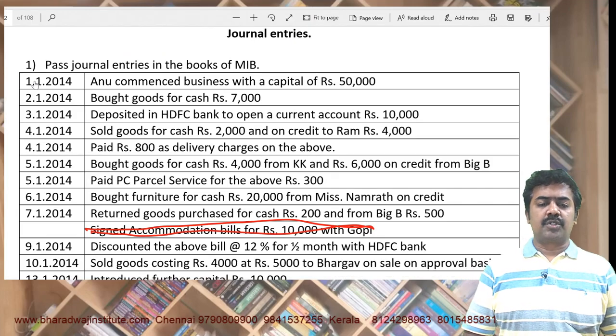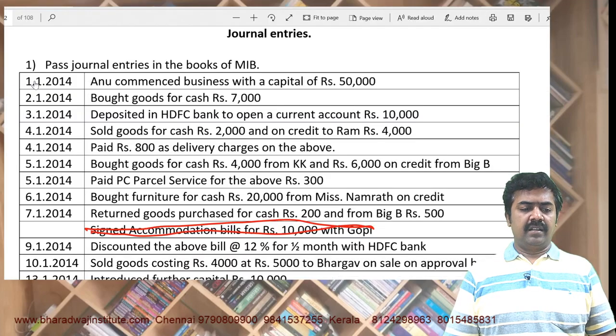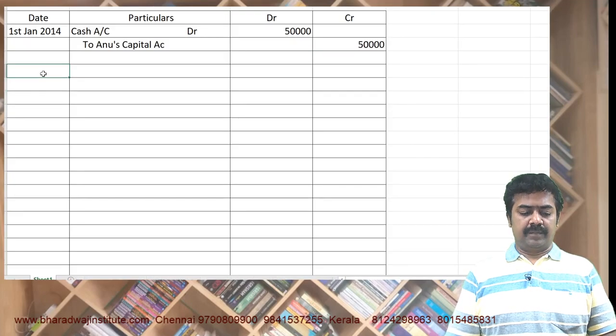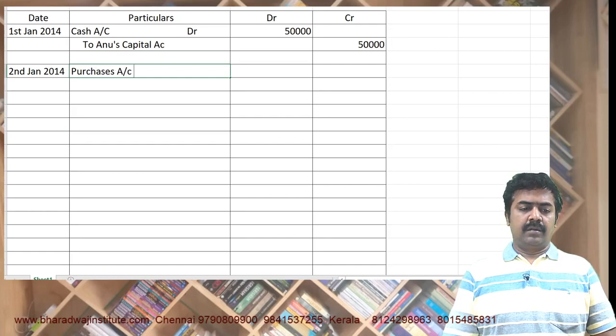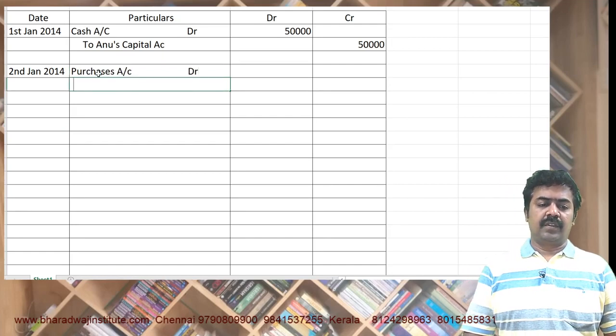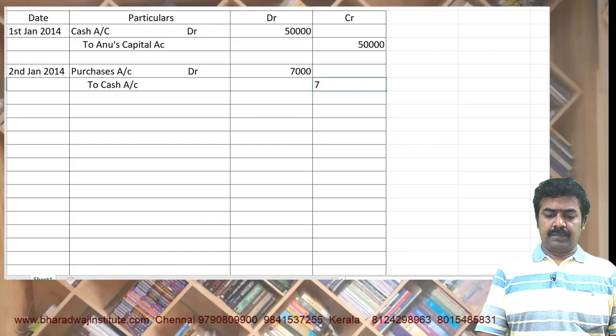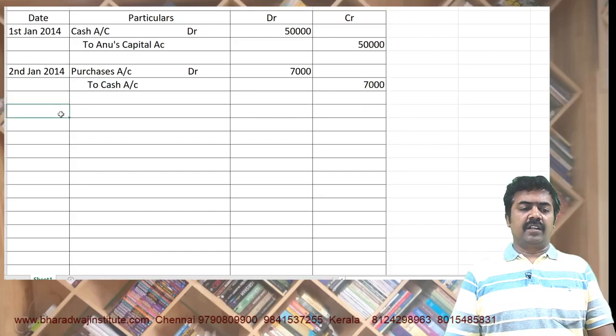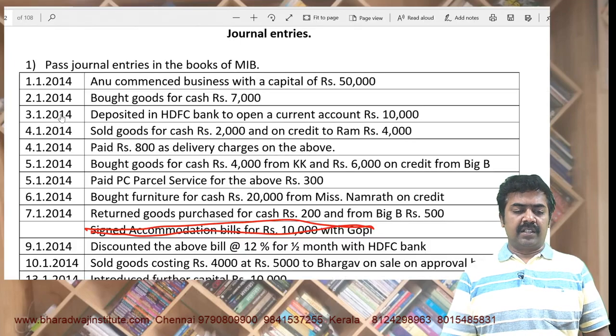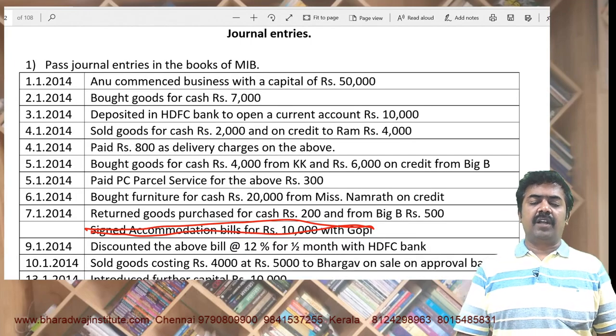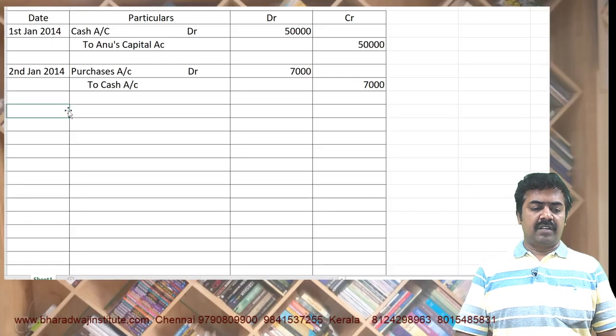Next, bought goods for cash 7,000, on 2nd January 2014. What is the entry? Purchases account debit to cash account, 7,000. Purchases account debit, nominal account, to cash, credit what goes out, 7,000. Next, deposited in HDFC bank to open a current account, on 3rd January 2014.